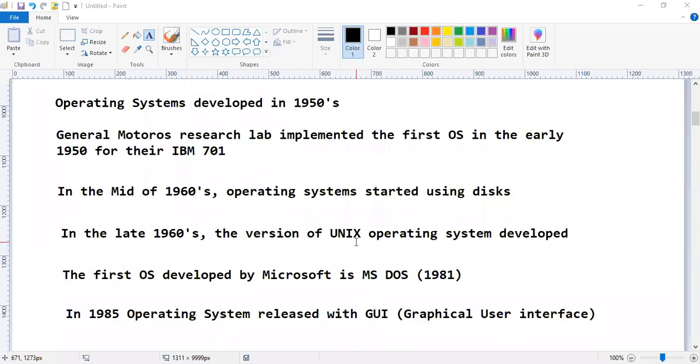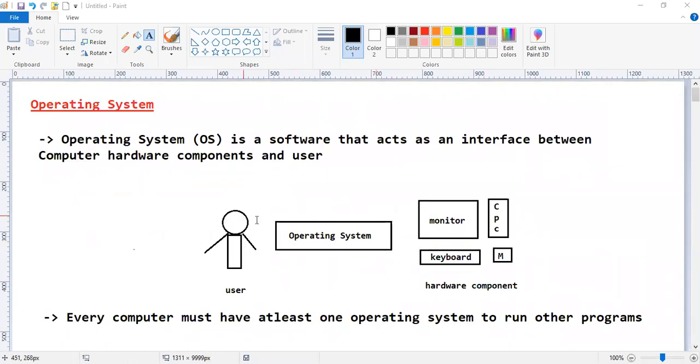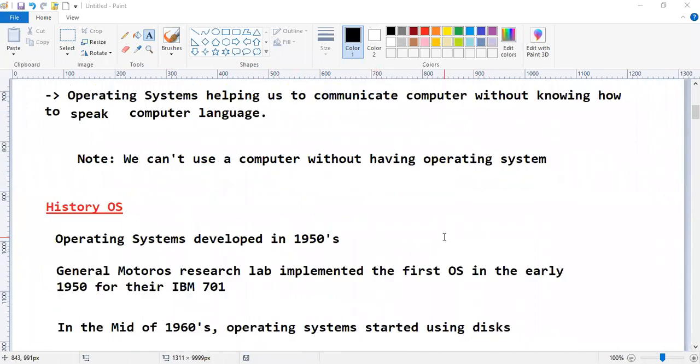Currently, we are using Windows 3, Windows 7, Windows 8, Windows 10, Windows 11. Windows 11 is the current version of the Windows operating system. Are you guys clear with this one? How these operating systems came into the market? The operating system acts as a mediator between user and hardware components. Without using an operating system, we cannot use the computer.